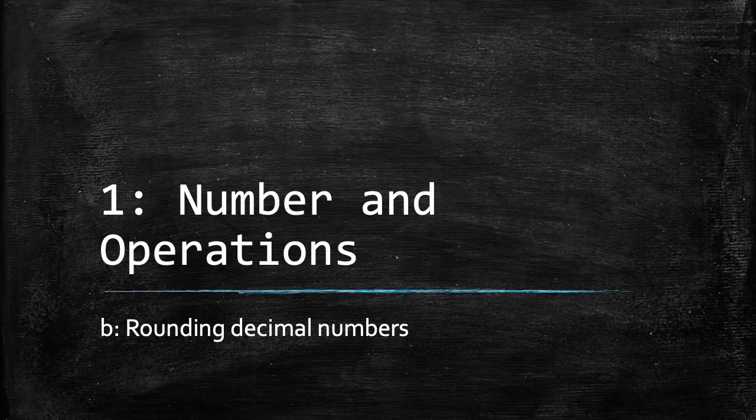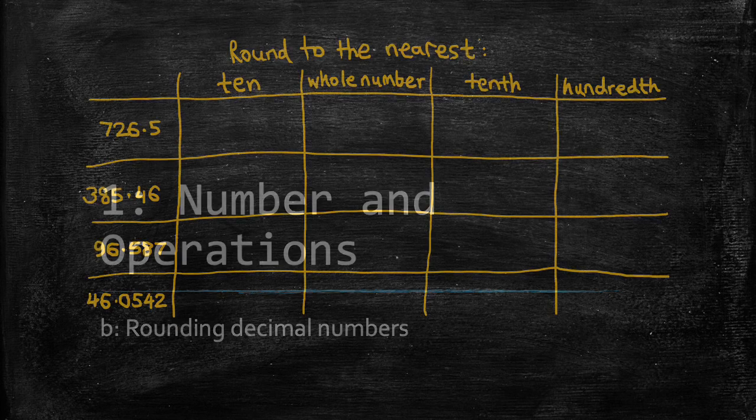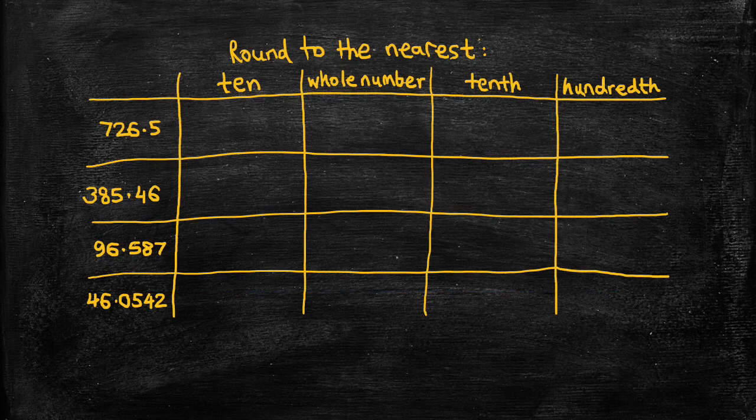Here's some tips on rounding decimal numbers. So let's start with rounding 726.5 to the nearest 10. Our strategy is going to be to write down the number and then focus on the digit that's in the place value that you're rounding to.